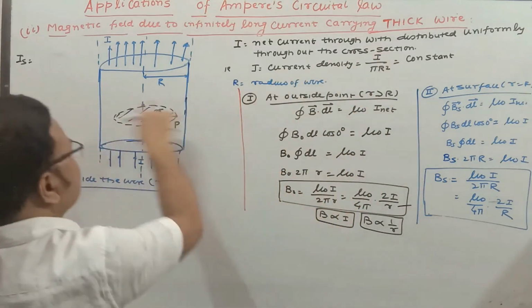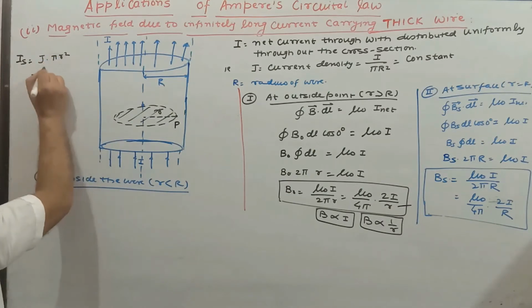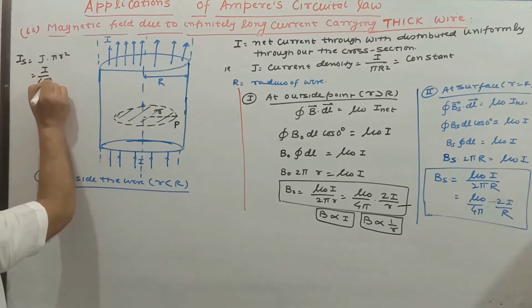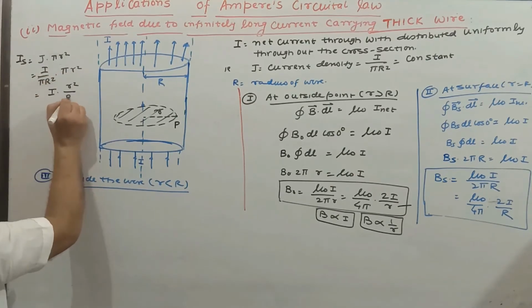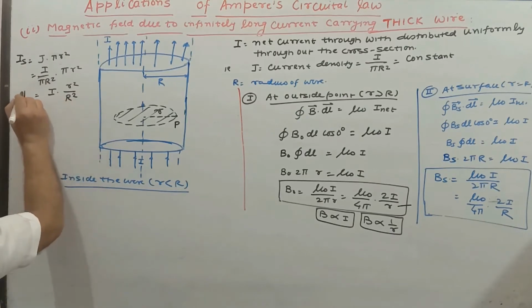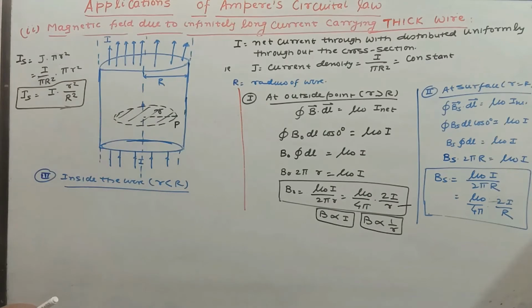So the current through this area is J into pi into small r square. And J is I divided by pi R square. So I divided by pi R square into pi small r square. So this is what? Is, the net current through this shaded section.